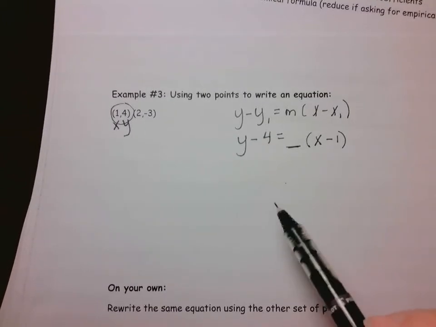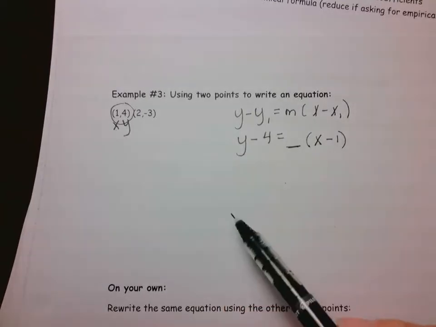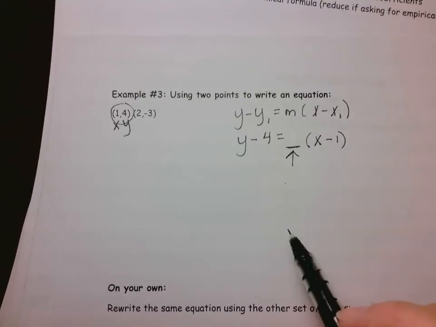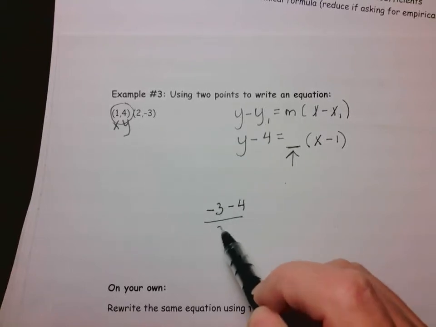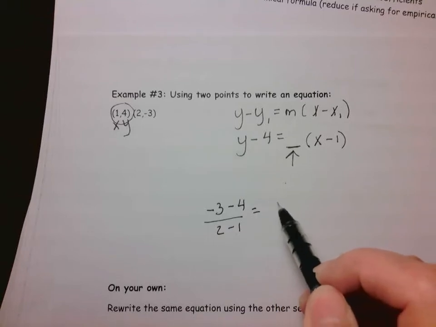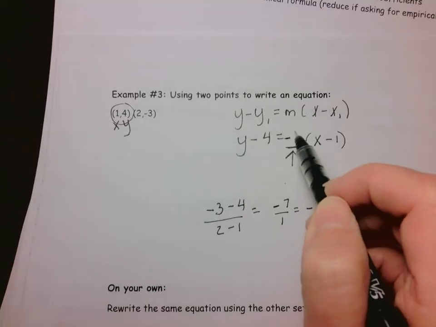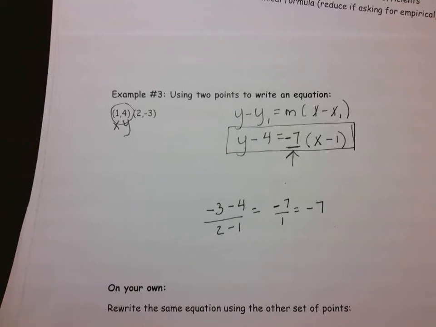So you'll have 2 possible answers because you can take either one of the points and plug it in to create the equation. But you have to figure out your slope. No matter which point you use, your slope's going to be the same. So now I have to figure out my slope. Well, how do I do that? Okay, so my slope's going to be negative 7. So here's my equation of the line. y minus 4 equals negative 7 times x minus 1.